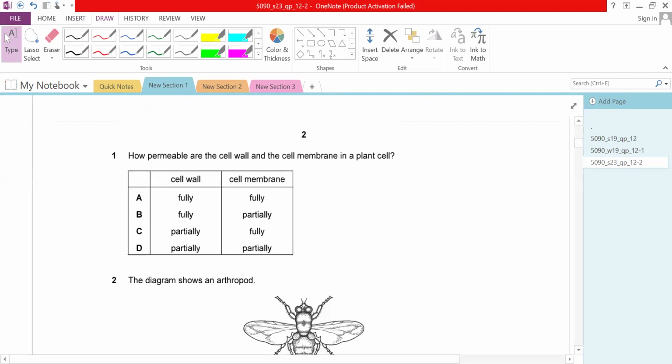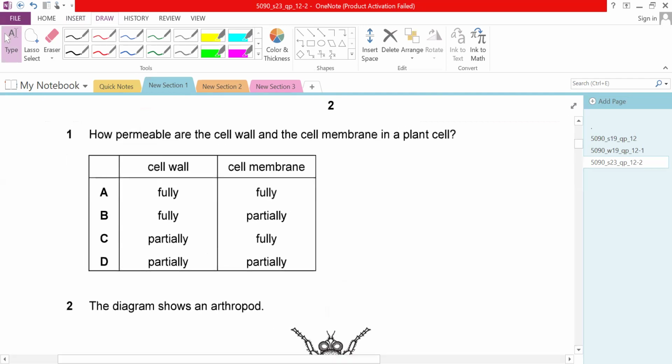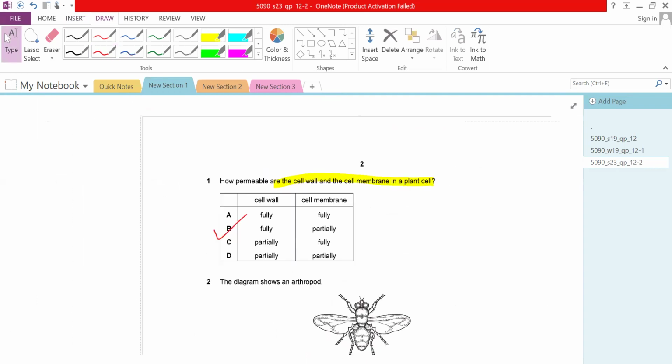Let's get started. This is question number 1. How permeable are the cell wall and the cell membrane in a plant cell? As you all know, the cell wall is fully permeable, however the cell membrane is partially permeable. Option B is correct for question number 1.